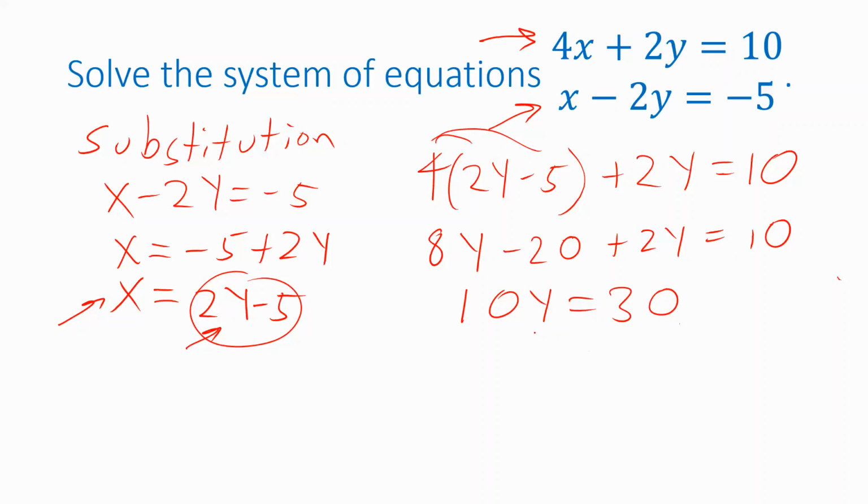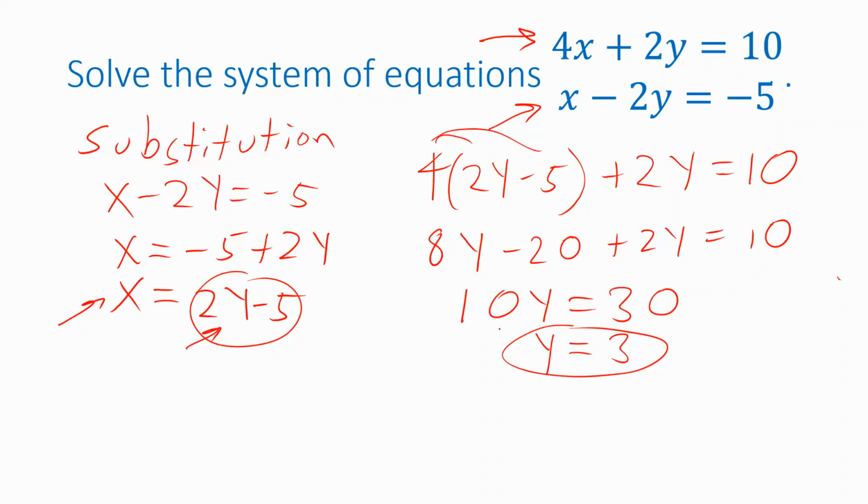Now, this is a simple equation for us. We can isolate y if we divide both sides by 10. So we get y is equal to 3. Now, to completely solve this system, we actually need to know what both variables are, x and y. I already have y, so I need x. How can I get that?